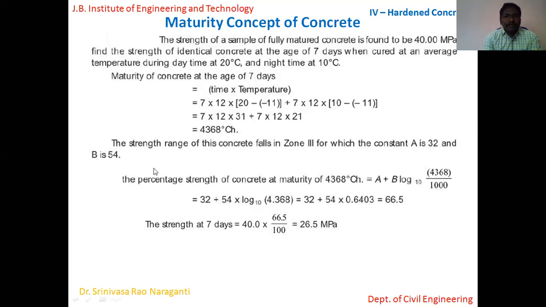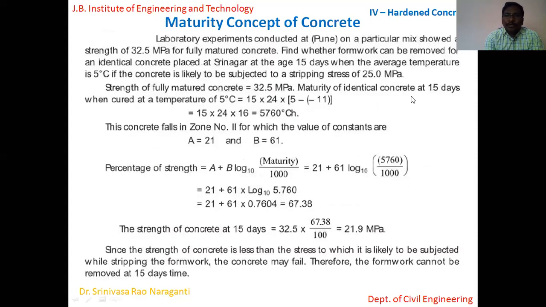I know the equation for the percentage of strength of the concrete. What we get out of this equation is the percentage. So I know the A value is 32, plus B times log 10 of the maturity. Maturity is 4368 by 1000. When you simplify, I get 66.5. Its meaning is that when you have a maturity of 4368 degrees centigrade hour, then the concrete achieves 66.5 percent of the expected strength.